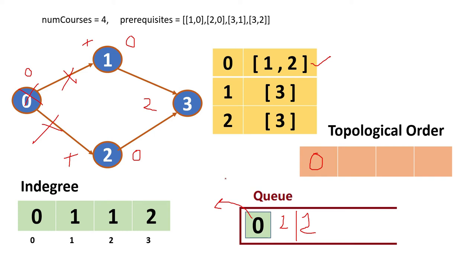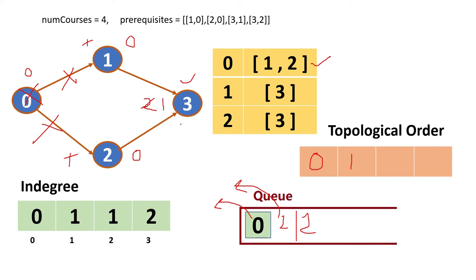Now next we have to do this thing again. We remove 1 next, and I will put it here, and then we check what the neighbor of 1 is. The neighbor of 1 is 3. So you have to go to 3, and then you have to reduce its in-degree by 1.